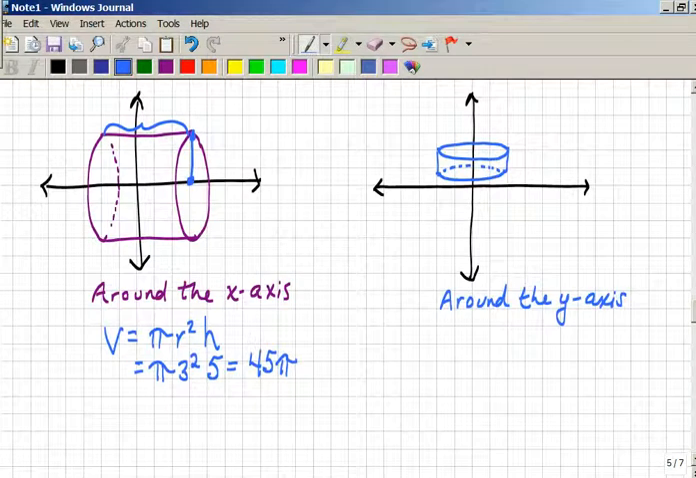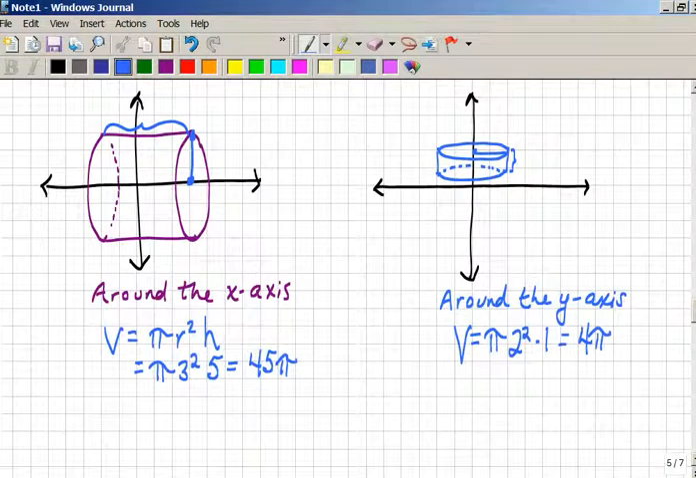Similarly, the one on the right, still a cylinder, but this time it's rotated around the y-axis. So the radius is from the axis to the edge, which is a distance of 2 in this case. So the volume is going to equal pi times the radius squared, which is 2 squared, times the height. Now this height, going up and down in the y direction, appears to be 1 unit, giving us a total volume of 4 pi. So finding volumes of cylinders on axes.